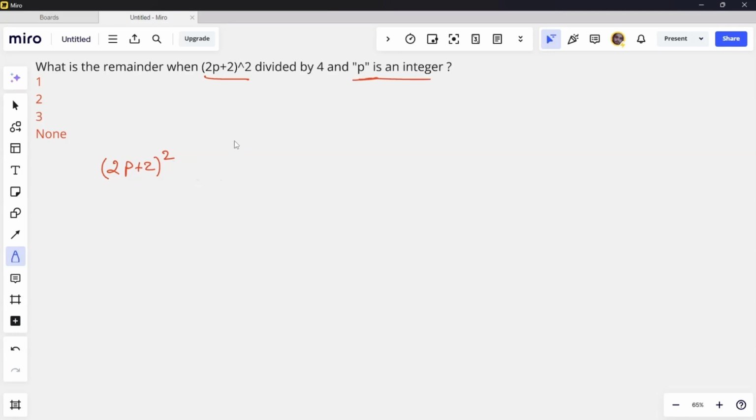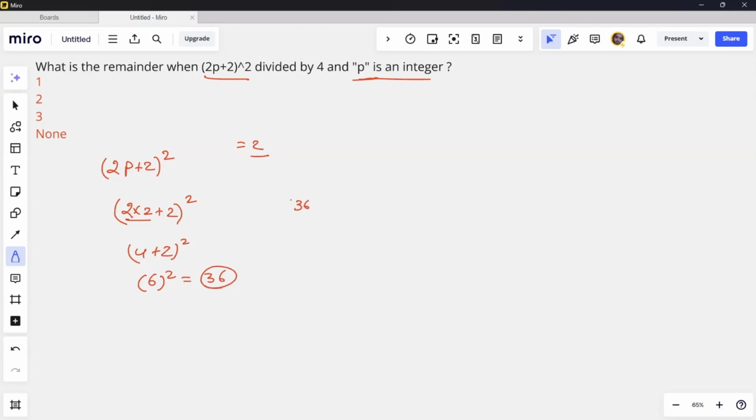So let's take a random integer as 2. Now let's put 2 in the place of p. So (2 into 2 plus 2) raised to the power 2. 2 into 2, what will it be? 4. 4 plus 2, which is 6. What is the square of 6? We already know the square of 6 is 36.